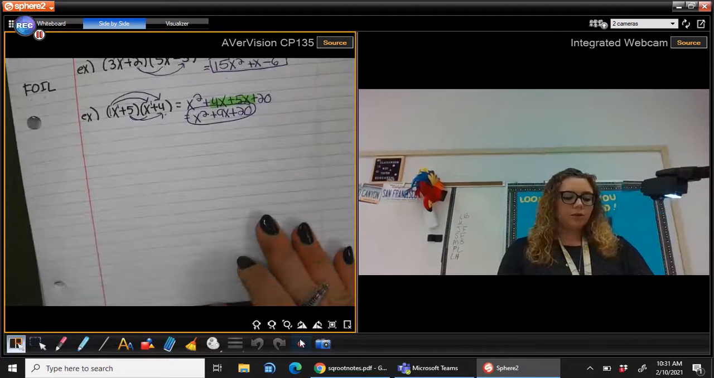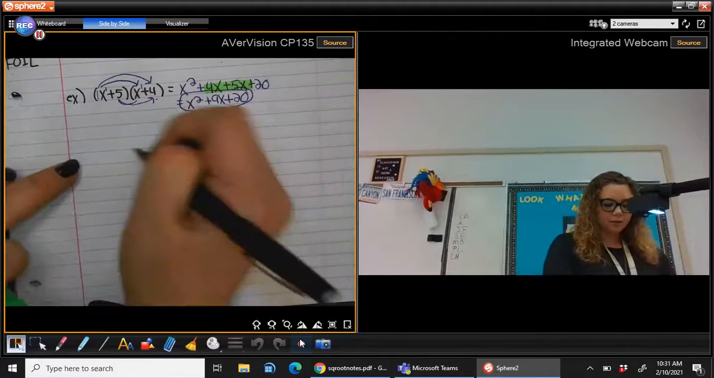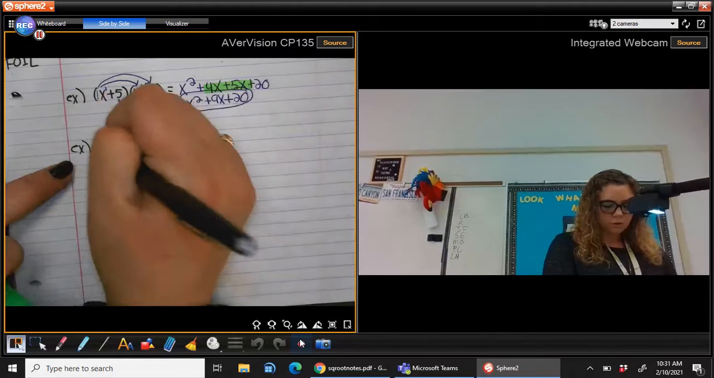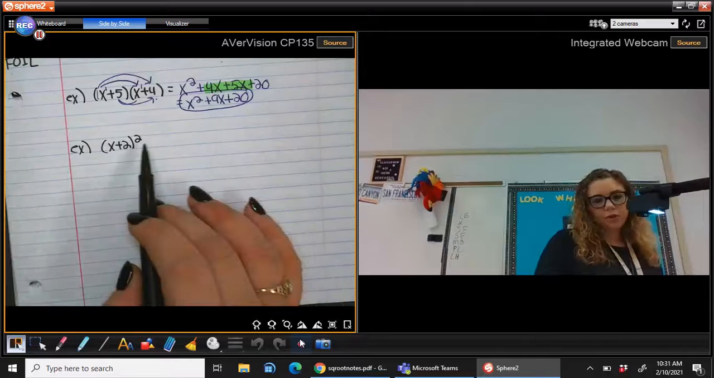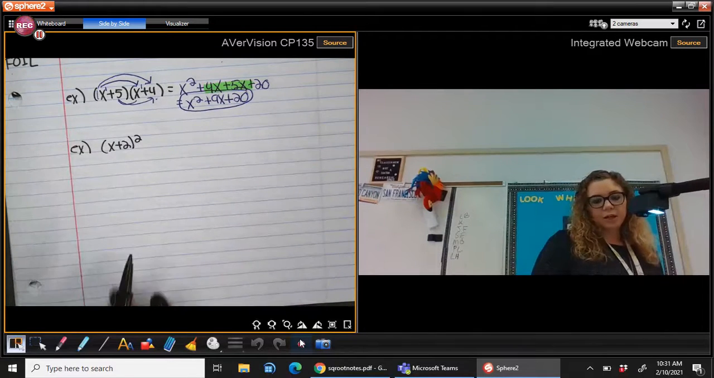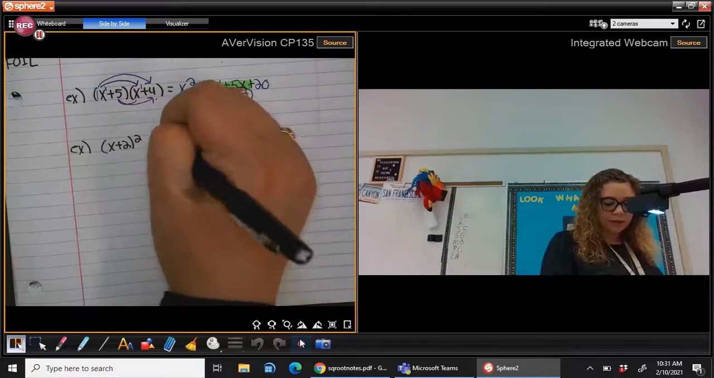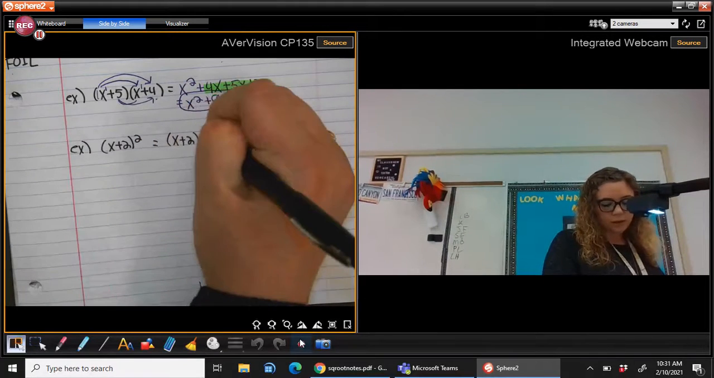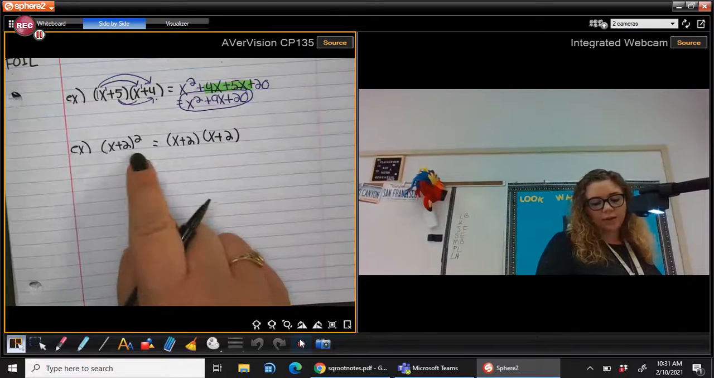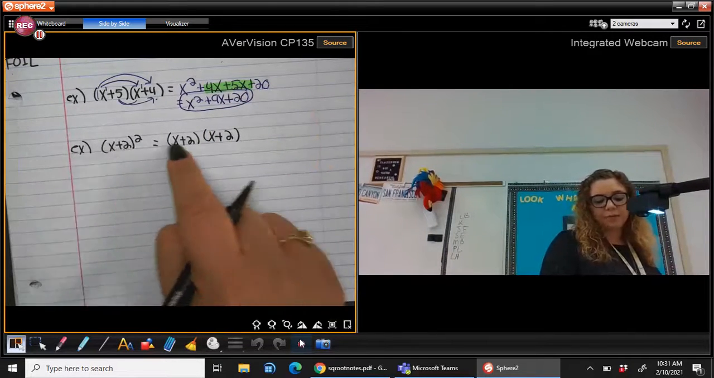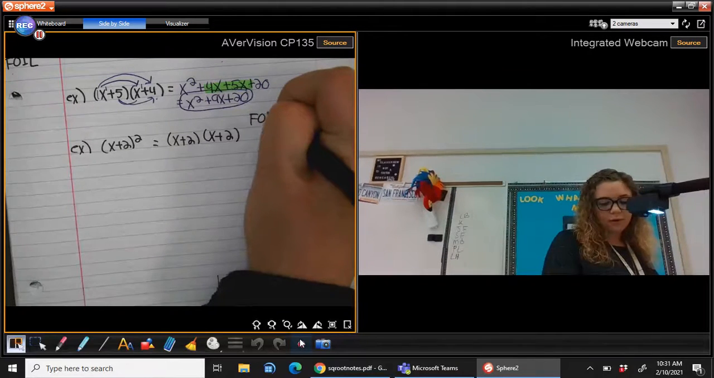So another one that looks interesting is you're going to see one that looks like this. Okay. So remember, that exponent 2 means that there are 2 factors of this. So we can rewrite that as x plus 2 times x plus 2. Okay? There's two factors of that. So before we can multiply this, we have to rewrite it. And now we can use the FOIL method for this.